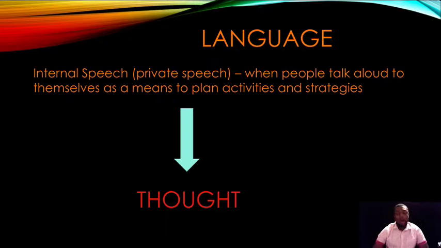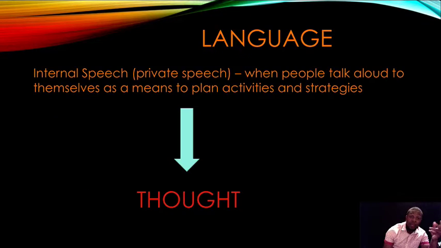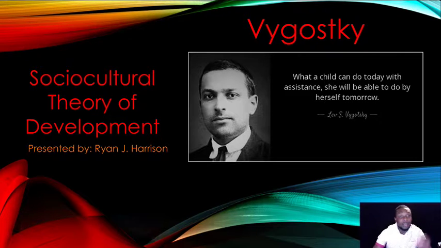language. So once again, as a part of this theory, you have language, you have the MKO, which is a more knowledgeable other, which essentially is a teacher, a tutor, a motivator. And then you have the zone of proximal development, which is the most sensitive area of instruction, or where guidance should be given.